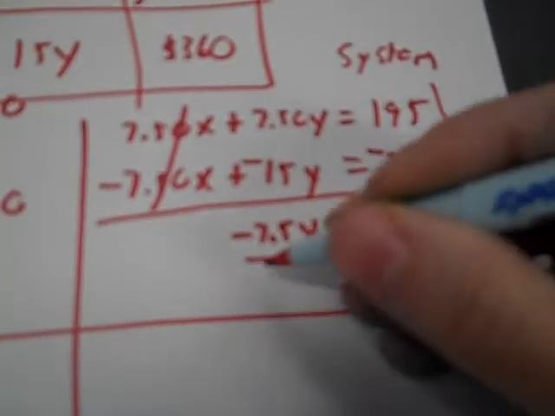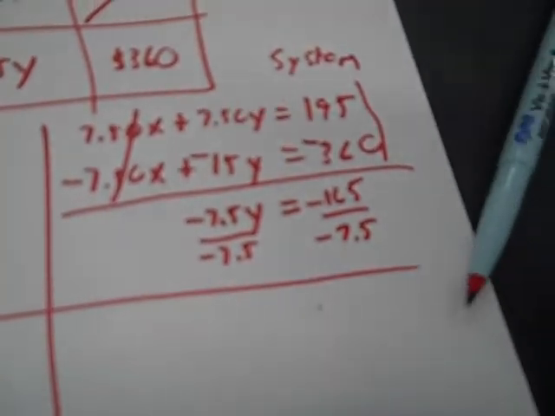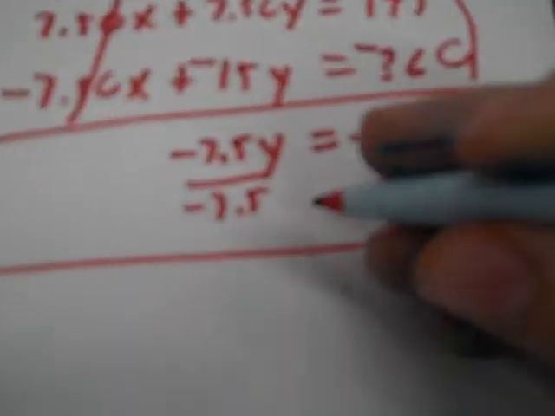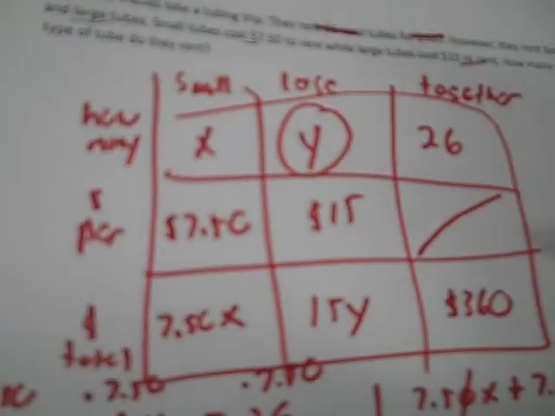Now divide. Okay, so I divide negative 165 by negative 7.5, and that's 22. So y is equal to 22. So here's my y variable. That's under large, so there's 22 large. If you know the smalls right now, you can write it in.